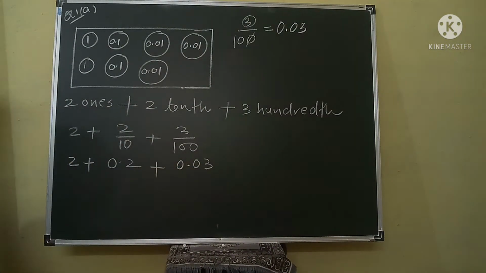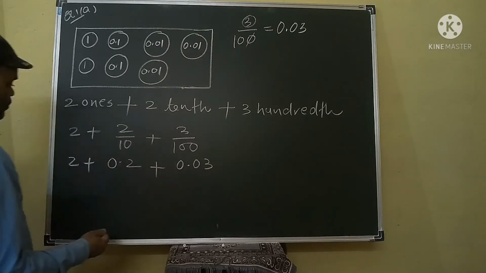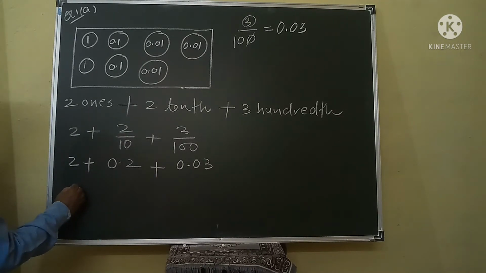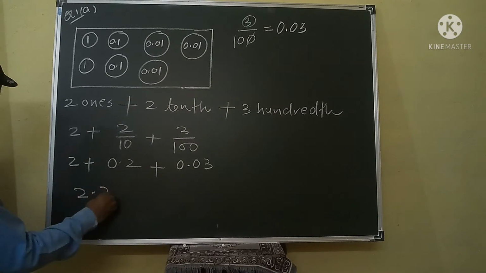Then after that, we will add these numbers, and we can take 2.23.